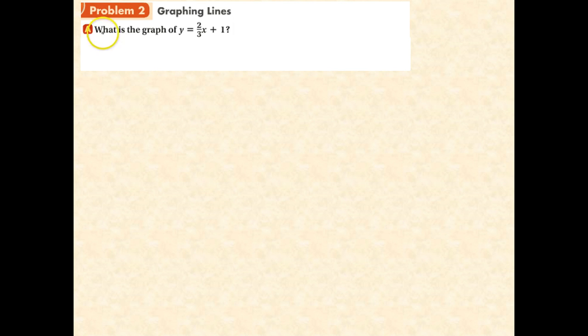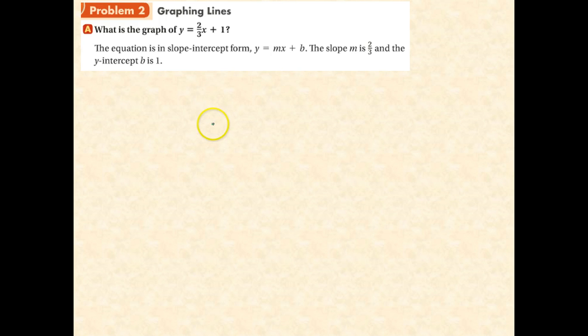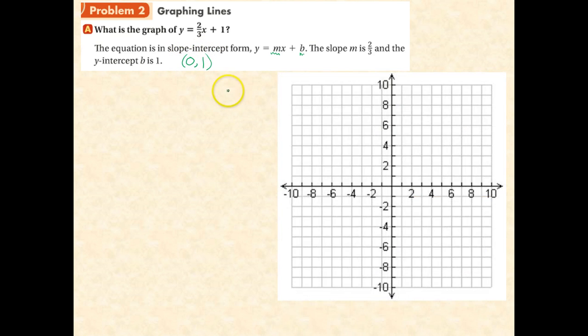Okay, so problem 2. What is the graph of y equals 2/3 x plus 1? How am I going to do that? Well, this is in slope-intercept form. y equals mx plus b, so m is my slope, which is 2/3, and b is the y value of my y-intercept, which is 1, so my y-intercept is the point 0, 1. So now I can start graphing.